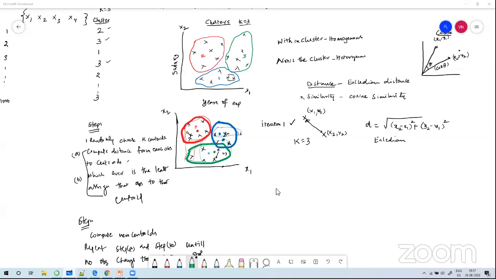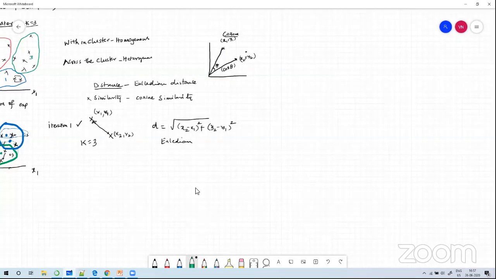Okay, now it doesn't stop there. We still have not answered one question. So that question that we have to answer is, how many clusters? What should be the value of k? So this is a tough question to answer.